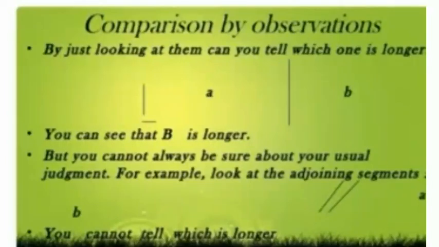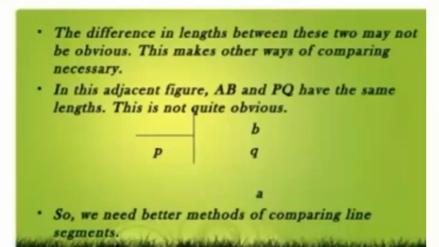Comparison by observation. By just looking at them, can you tell which one is longer? Here A and B. You can see that B is longer, but you cannot always be sure about your usual judgment. For example, look at the adjoining segments, A and B. You can't tell which is longer. The difference in lengths between these two may not be obvious. This makes other ways of comparing necessary.